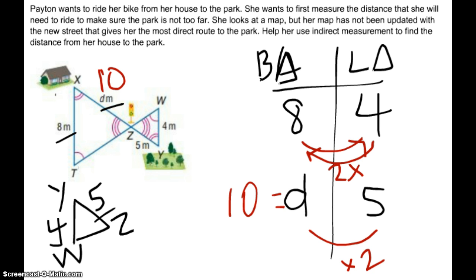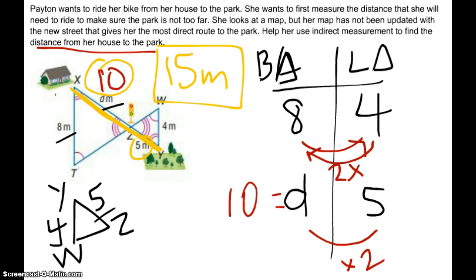Now, the question asked us to find the distance from her house to the park. So from her house to the park, this whole distance here would be 10 plus 5. So she is going to have to ride her bike 15 meters.